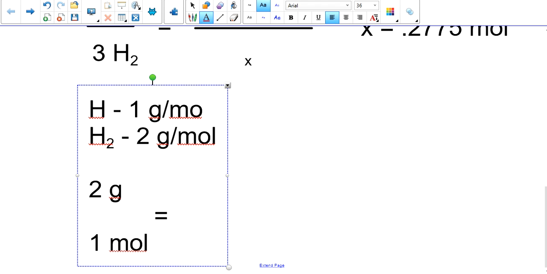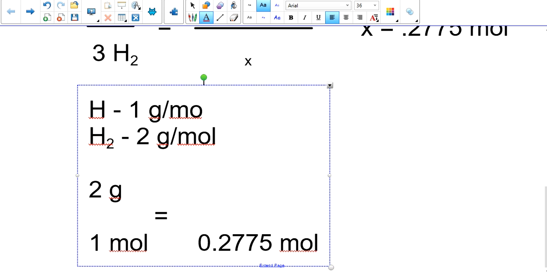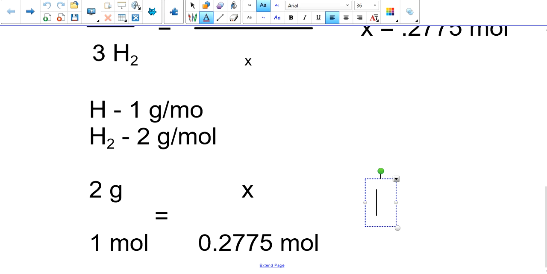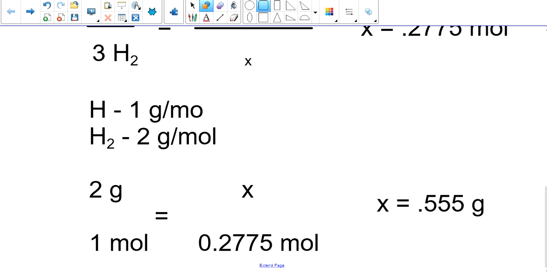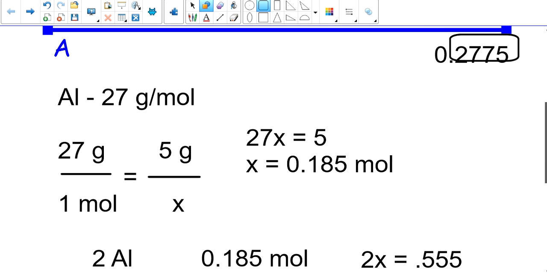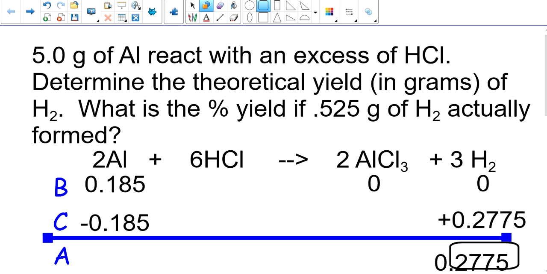is equal to, and I just found out that the number of moles that I have is 0.2775, so I would put that on bottom because that's where moles are, 0.2775 moles. Call the top x. Then I again cross multiply and divide, and so x is equal to 2 times 0.2775. What do you know? You get 0.555 grams. So that right there is your answer to the theoretical yield, or the amount of grams of hydrogen that's produced: 0.555.